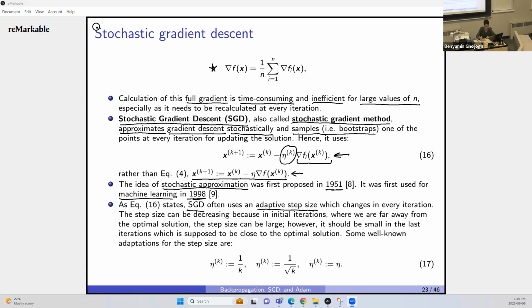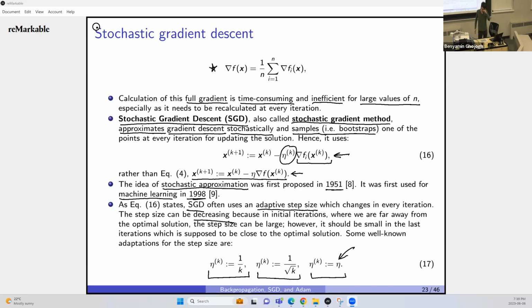In gradient descent, we can also do that. So the step size can be decreasing because in initial iterations, where we are far away from the optimal solution, the step size can be large. However, it should be small in the last iterations, where we are supposed to be close to the optimal solution. When we are close to the optimal solution, we don't want to oscillate around it. That's why we decrease it. There are various ways to decrease it. This last one is not decreasing, it's a fixed step size. But these are decreasing. K is the number of iterations, and these are decreasing functions.